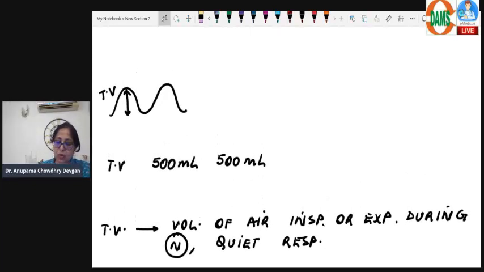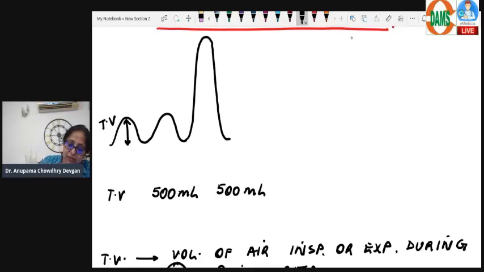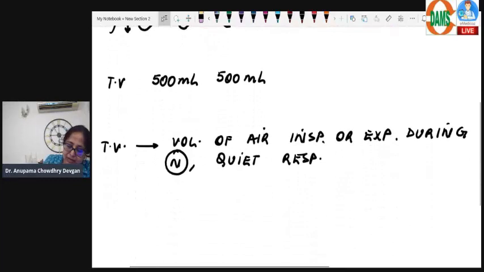So what is tidal volume? Volume of air inspired or expired during a normal quiet respiration. Now, next is, what is inspiratory reserve volume? This is IRV. Inspiratory reserve volume. Yes. What is inspiratory reserve volume? Let's try and see this.